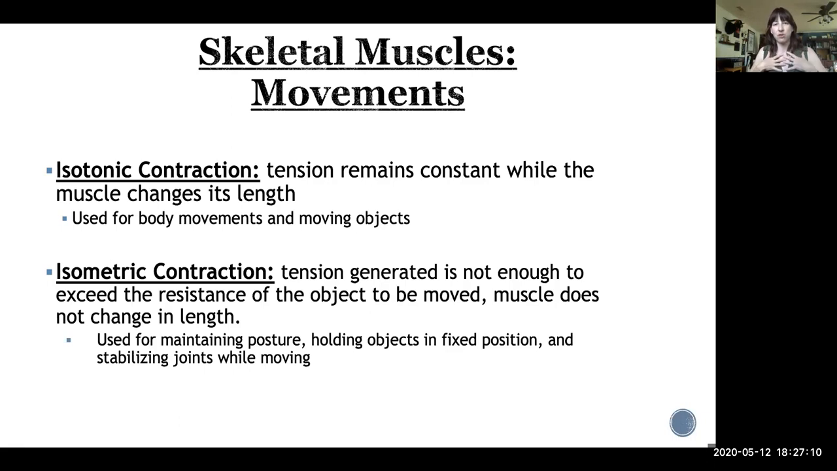So they use the fast twitch fibers in their breast meat to do something really fast and strong for a minute. And the rest of the time they're using their red meat, like their drumsticks, to just walk around, which is what they do all day. So they need to have that stamina.